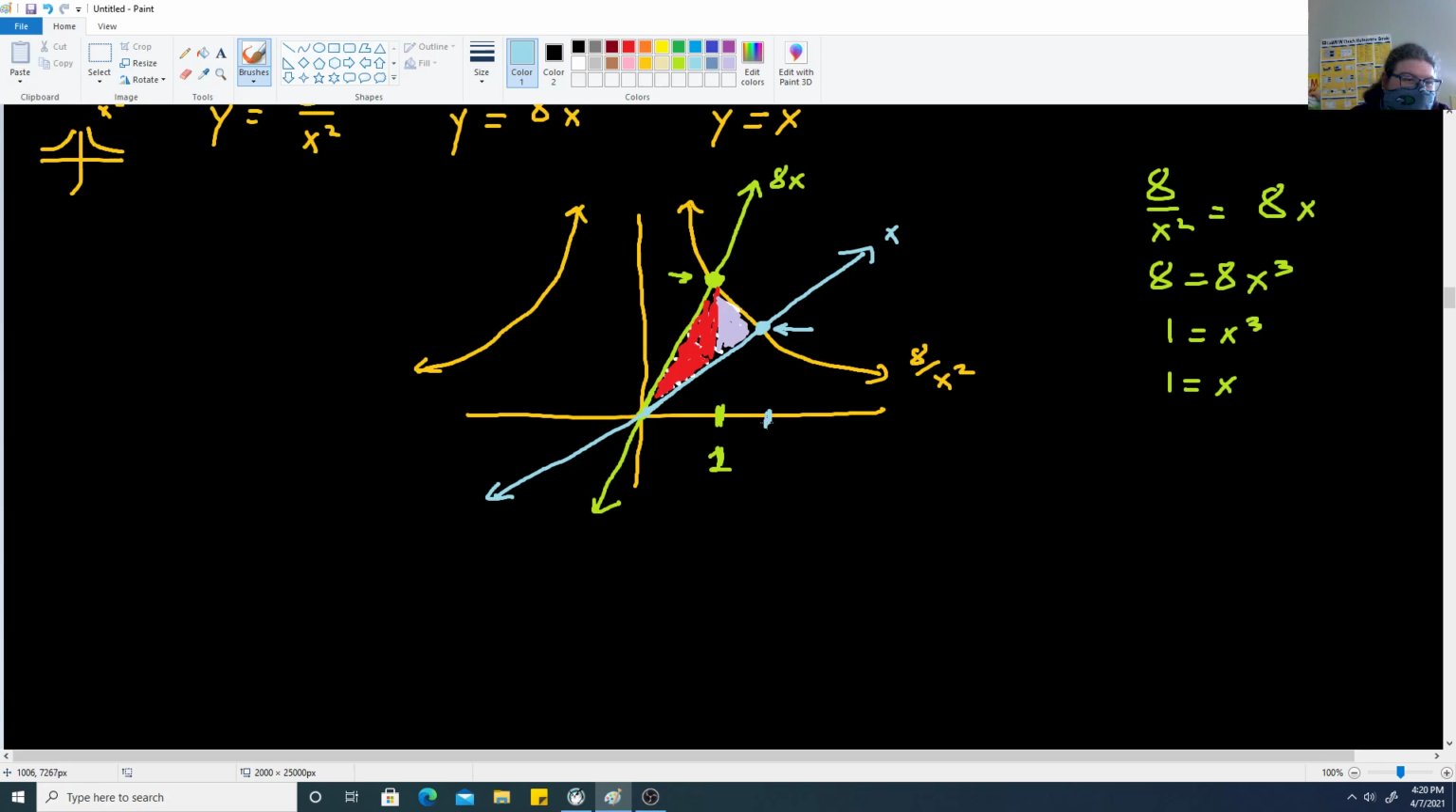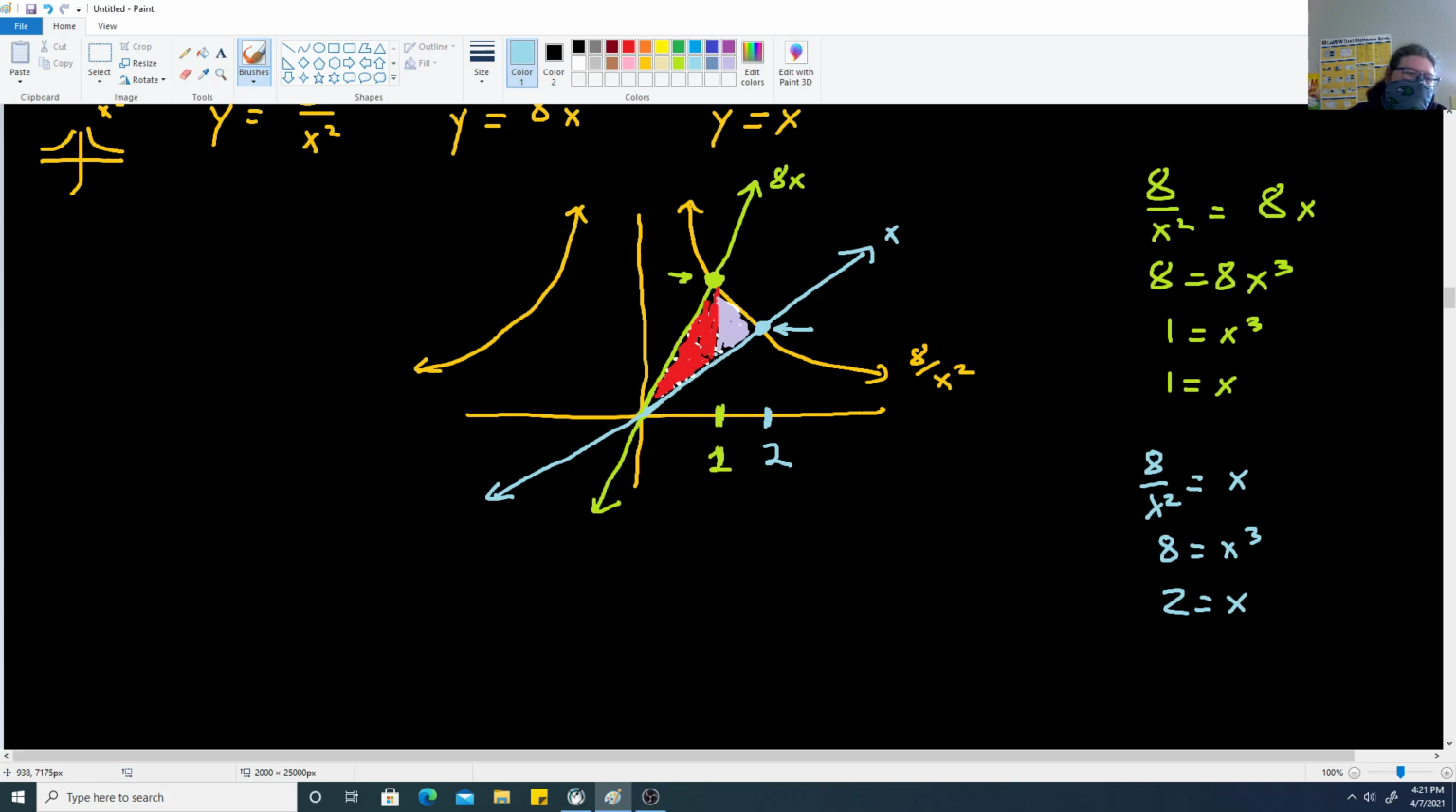And then we need to see what's the x value out here. So to get that, I'll take my 8 over x squared. I'll set it equal to the other line here, x. This says 8 is x cubed because the x squared will multiply across. We'll take cube root of 8 is 2. So we get 2 is x.